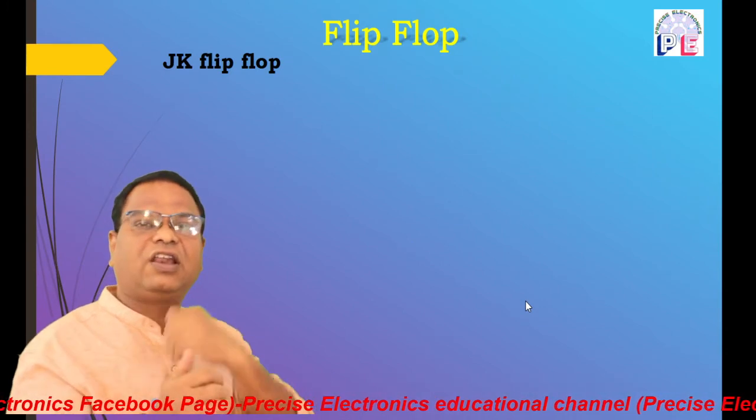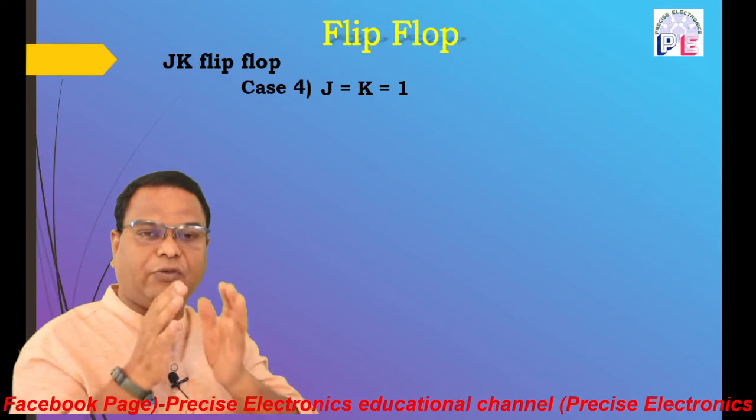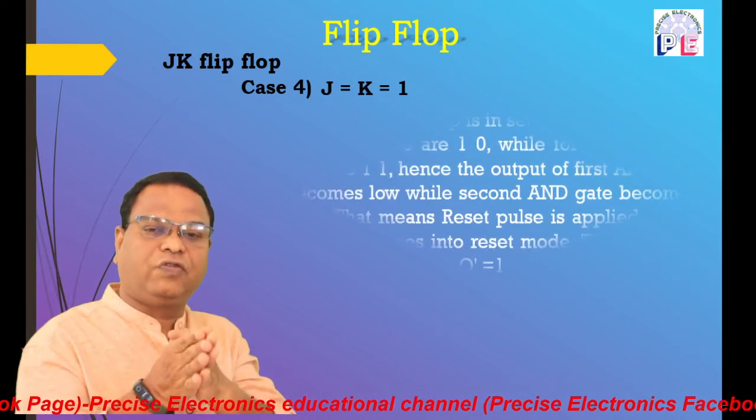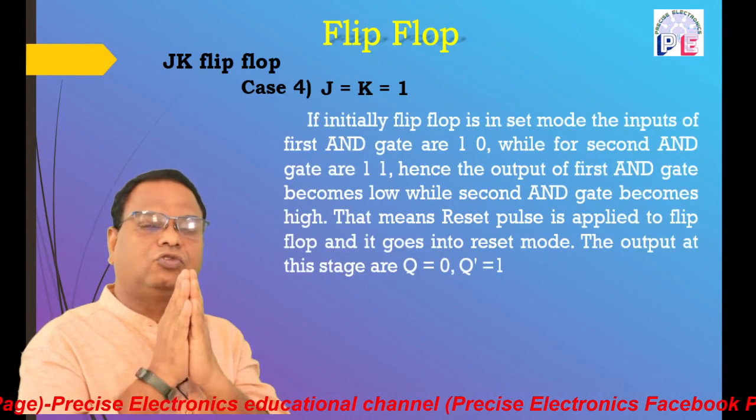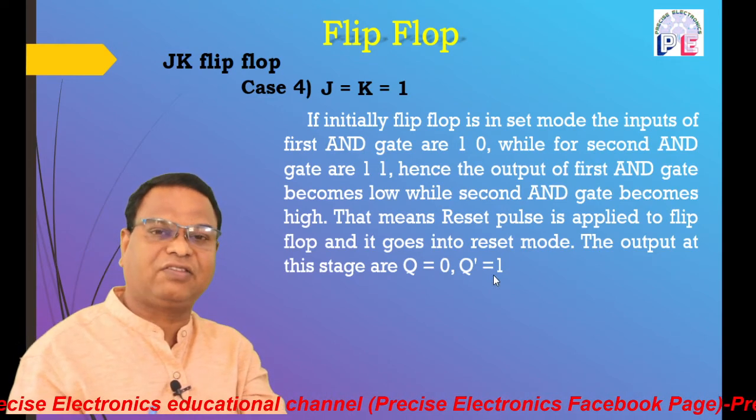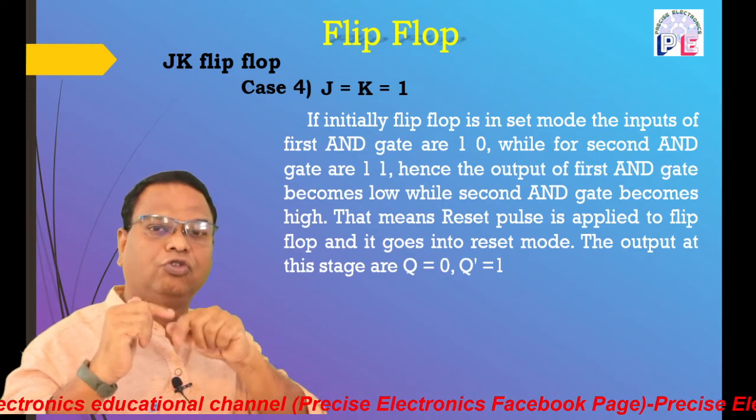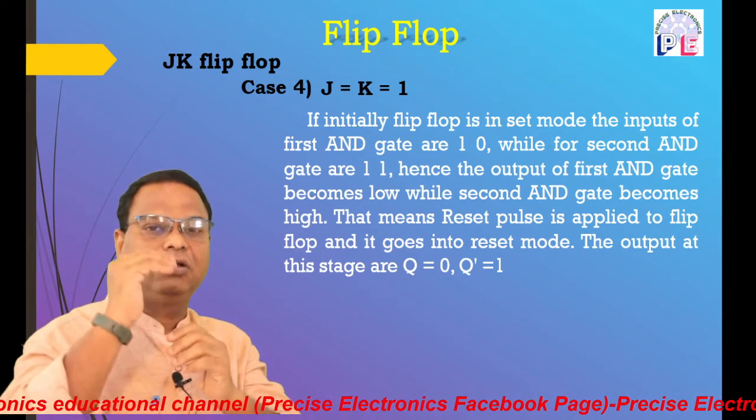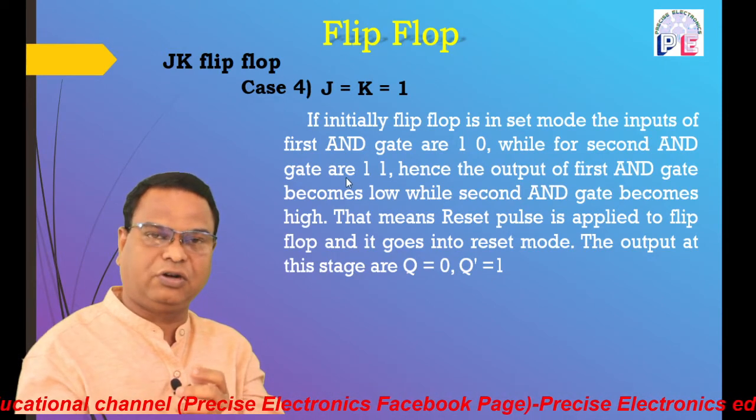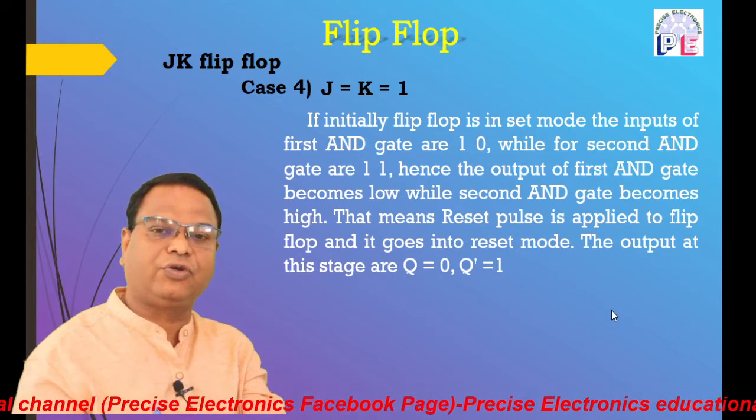Now friends, the last condition, that is when both J and K inputs are 1. When both J and K inputs are 1, once again there are two possibilities. Suppose initially the flip-flop is in set mode. So the inputs for the upper AND gate are 0, 1, because it is in set mode, so Q complement is 0. The inputs for the lower AND gate are 1, 1, because K is 1 and the flip-flop is in set mode, so Q is high.